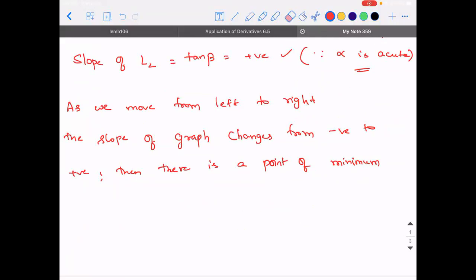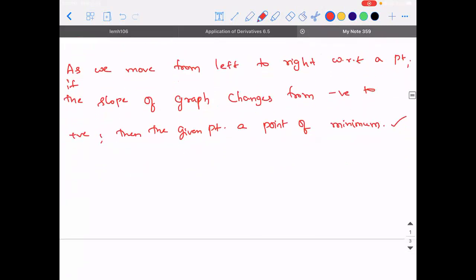As we move from left to right with respect to a point, if the slope of the graph changes from negative to positive, then the given point is a point of minimum. Okay. Listen. Similarly, shall I proceed? Yes, sir.